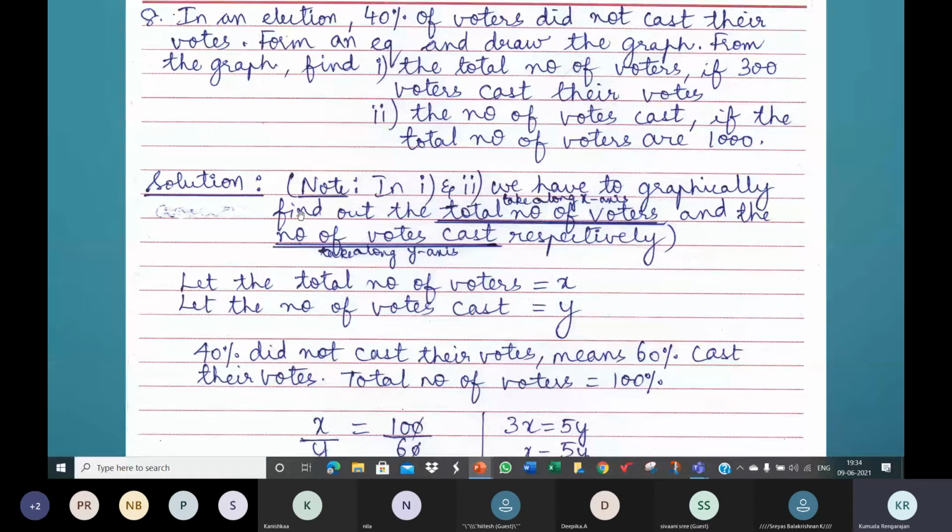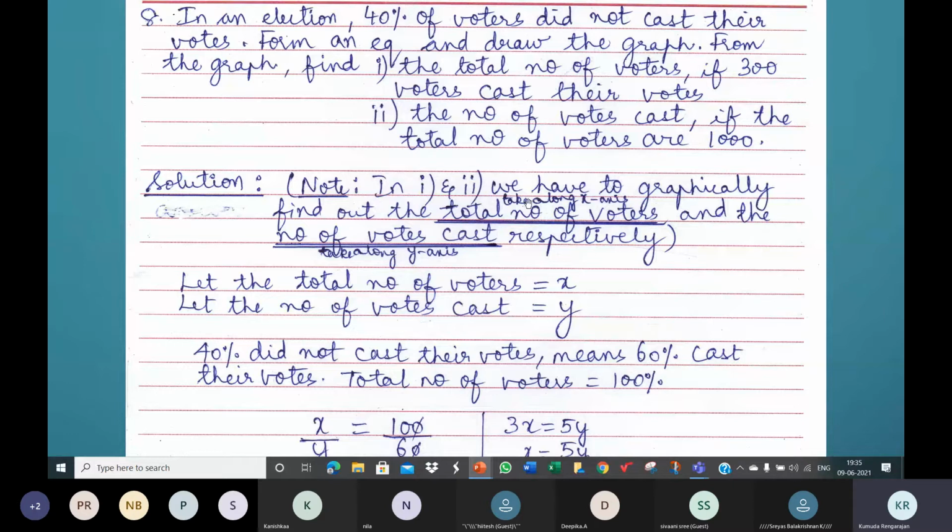So what have I done? See here, in these questions and subdivisions 1 and 2, we have to graphically find out the total number of voters and the number of votes cast respectively. That is, in this one we have to find the total number of voters, and in this question we have to find the number of votes cast. That is the number of voters who voted, the number of voters who cast their votes. In 1 we have to find this, in 2 we have to find this.